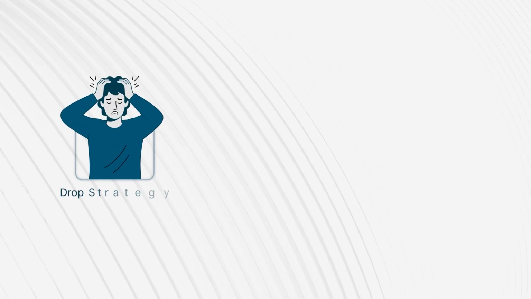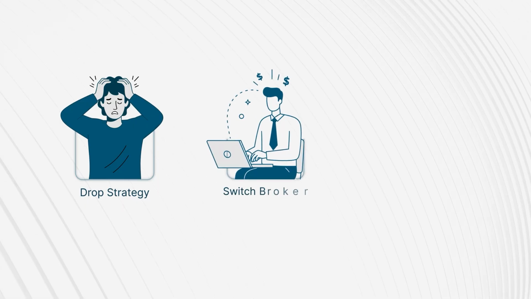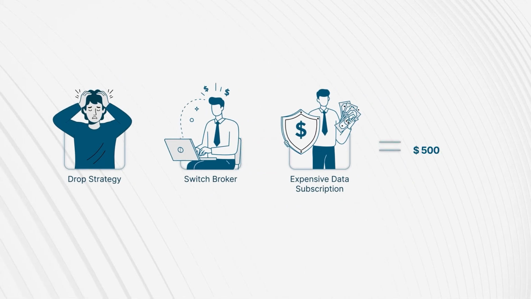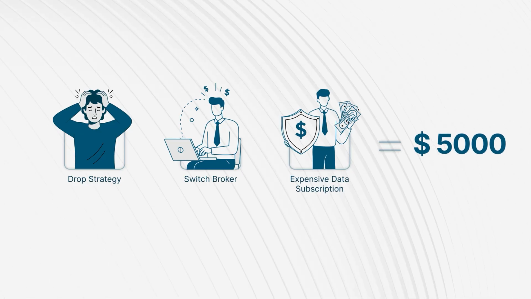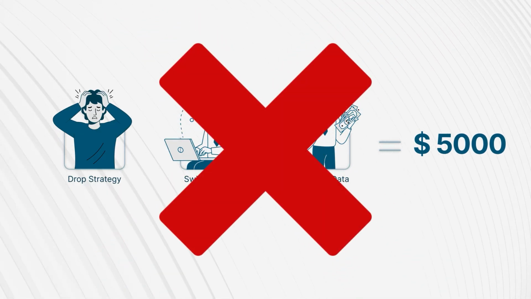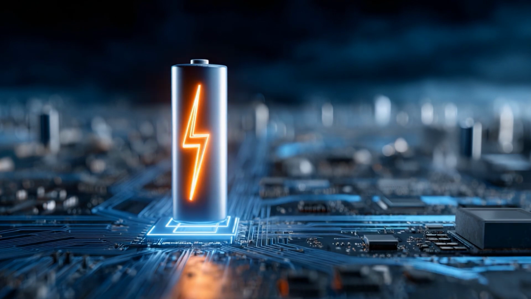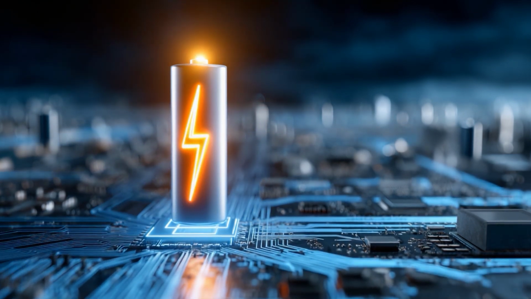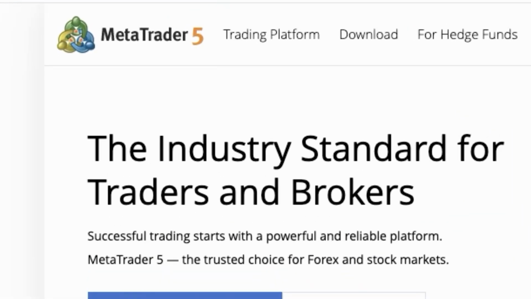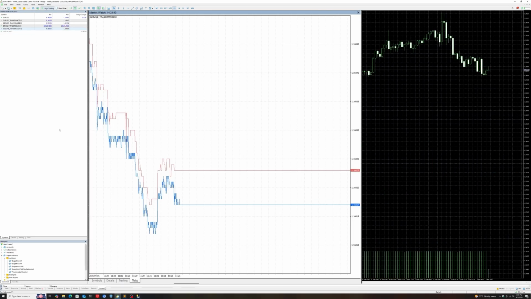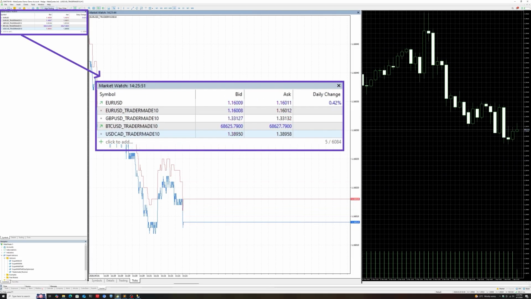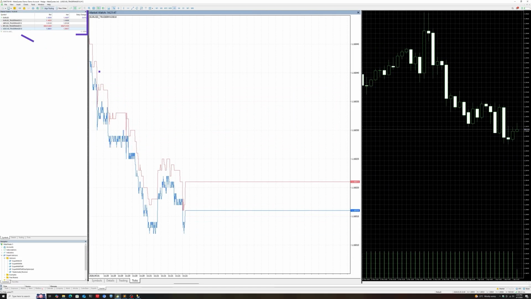Most traders either drop the strategy, switch brokers, or pay for an expensive external data subscription, $500 to $5,000 a month. None of those are real solutions. What if you could plug an institutional-grade, completely independent data feed straight into MT5? Live prices, historical data going back months, Forex, crypto, US stocks, indices, all streaming at the same time.